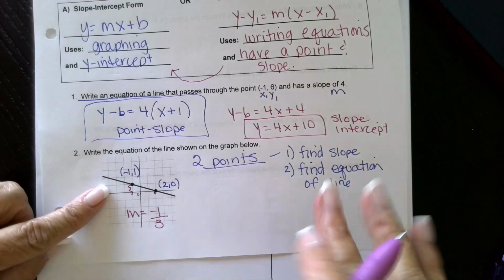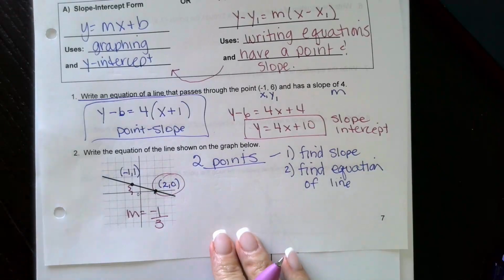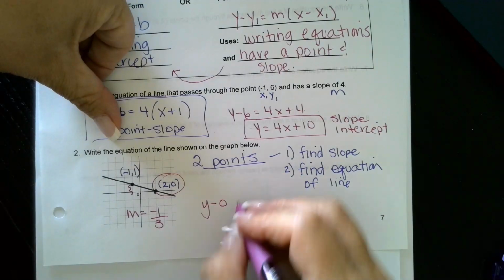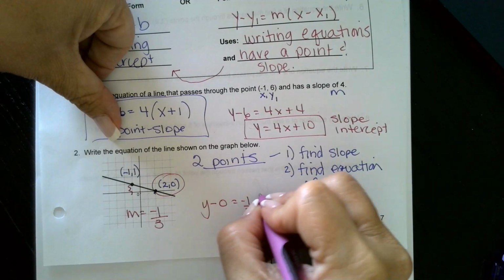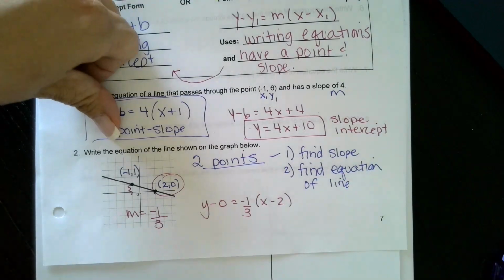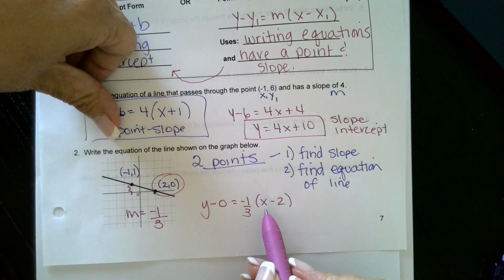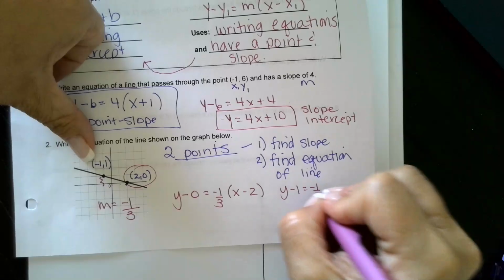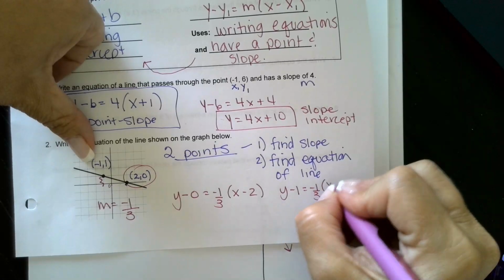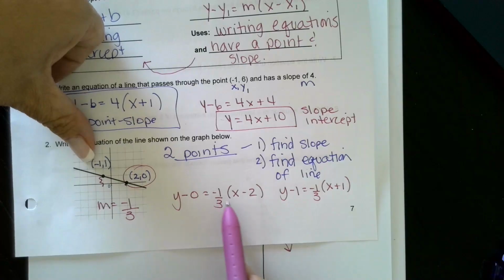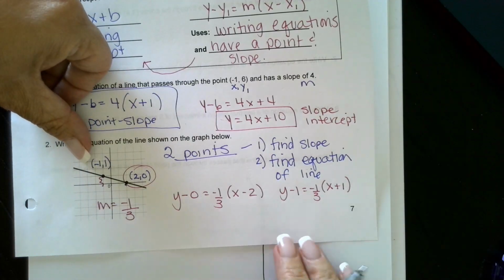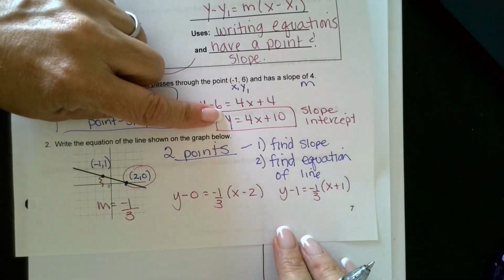Now, I can use either point. So I'm going to use this point because I like to use things that have 0 in them. So I'm going to say y minus 0 equals negative 1/3 x minus 2. So that could be my equation. Now, I could have used this one and have y minus 1 equals negative 1/3 x plus 1. Okay, now this is what I said a minute ago. If I look at these two, the answers they don't look the same. But if I take it all the way into slope-intercept form, you're going to see that they are.